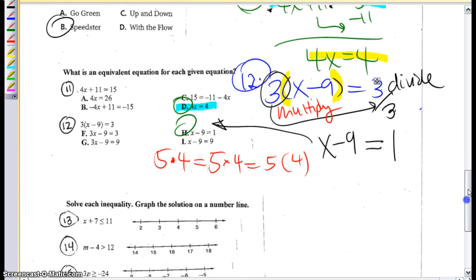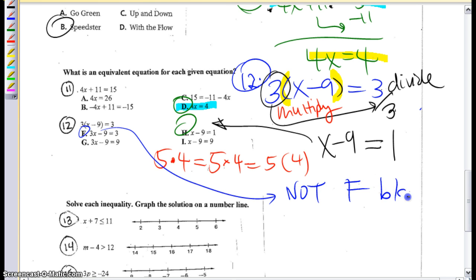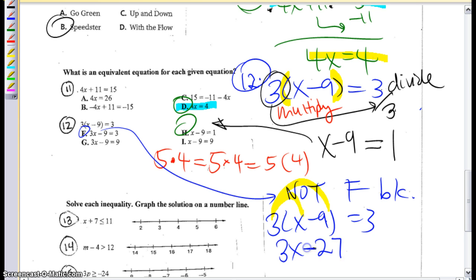Okay, most of us might have picked the answer F. But the reason it's not F is because if I were to actually distribute, because most of you distributed 3 with x and 3 with 9, well, 3 times x is 3x, but 3 times 9 is 27. So then there's that minus sign in the middle. So this minus 9 is incorrect, because it really should be minus 27. And then that would be equal to 3. So this would have been the equivalent equation, but it's not one of the choices.